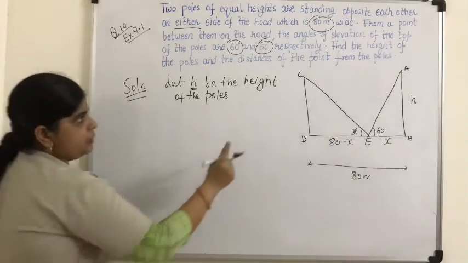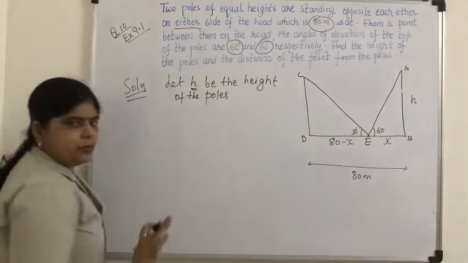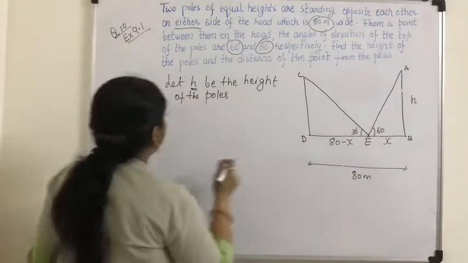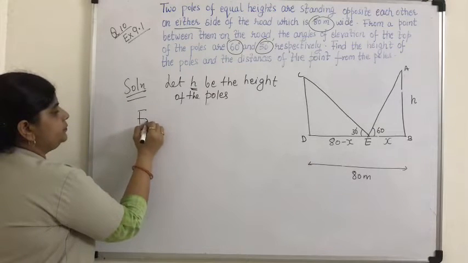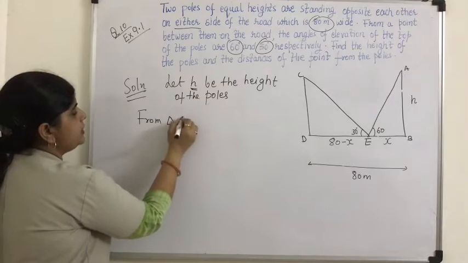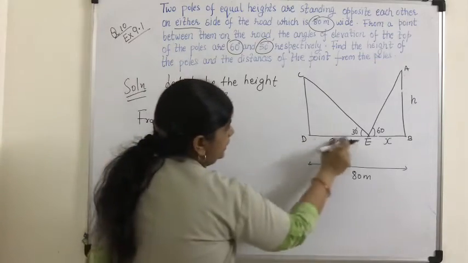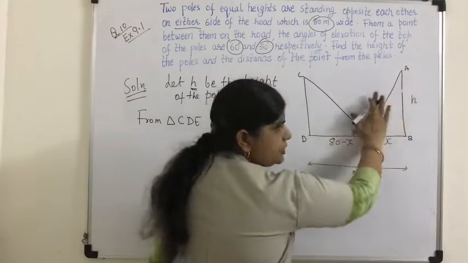So I'll start with taking any one triangle. It is up to you. You can start with any one. So I am taking CDE. So from triangle CDE. Now forget about this part. You just forget about this part.